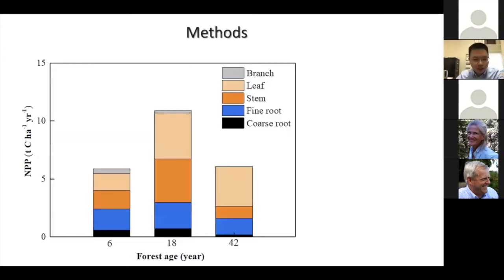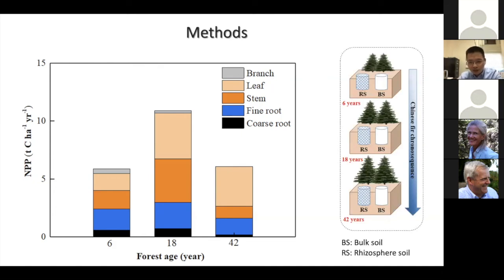So in this study, I chose three different development stages of Chinese fir plantation: 6 years old, 18 years old, and 42 years old. These different forest ages have different NPP. The 18-year-old stand has the highest NPP, and the young and the mature plantations have similar NPP, but they have different carbon allocation. The mature plantation has higher litter but lower belowground carbon allocation.